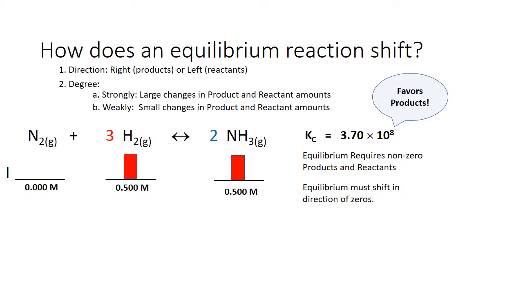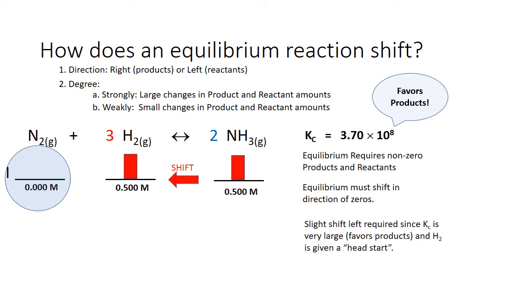And so the equilibrium must shift in the direction of this zero, which is to say that it has to shift to the left. We need to gauge in our minds, though, just how much this shift is going to be. Now, there are two factors to consider. First off is that the equilibrium constant is going to want to see a lot of products present and as little reactant present as possible. But the second thing to consider is that we already have a pre-existing amount of reactant. The hydrogen gas is already there in a significant amount, which gives this shift to the left a head start.